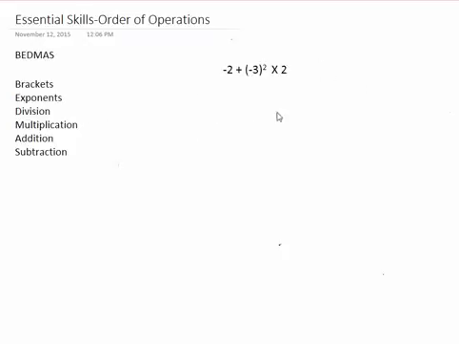Let's now move on to a little bit more of a difficult example. So we have a little bit more involved in this problem. Again, simply go through the list to see what we tackle first. Do we have brackets? No, we do not. Do we have exponents? Yes, we do. We have the negative 3 to the exponent 2 right here. So that is the first thing that we're going to tackle.